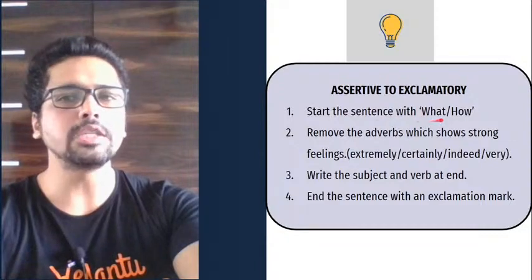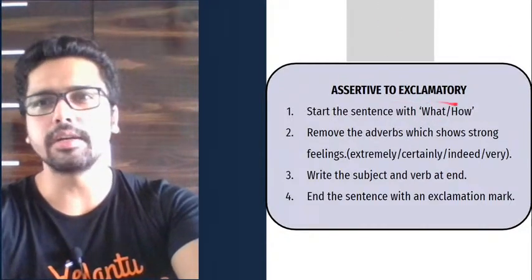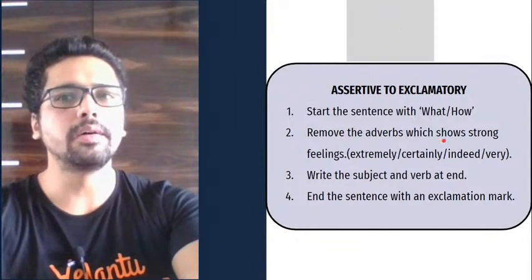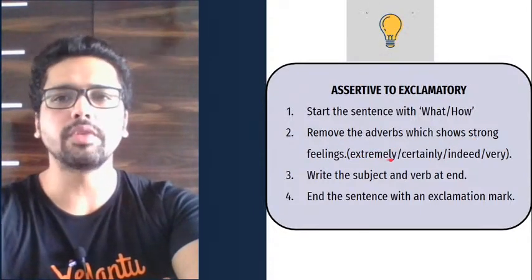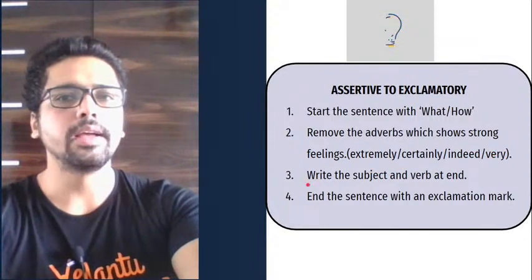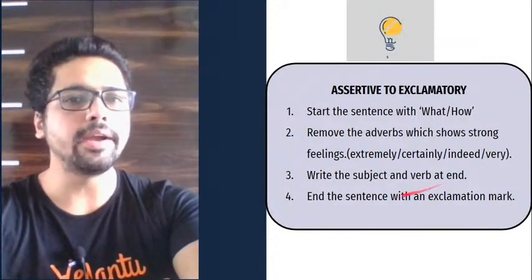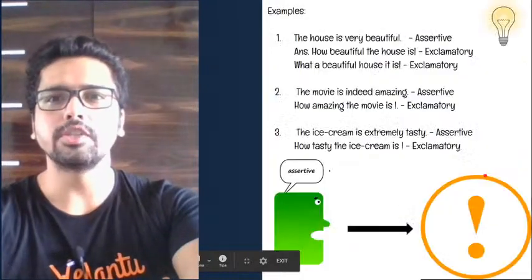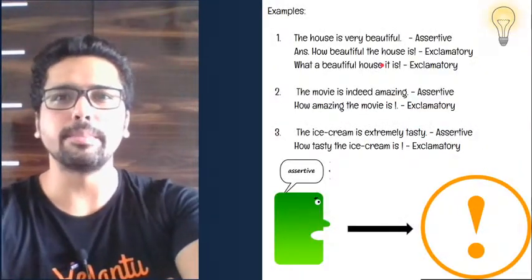We start the sentence with what or how. An exclamatory sentence begins with what or how. We have to remove the adverbs which show strong feelings. It could be extremely, certainly, indeed, or very. We write the subject and verb at the end and end the sentence with an exclamation mark. That's the most important. Let's look at this with examples here.